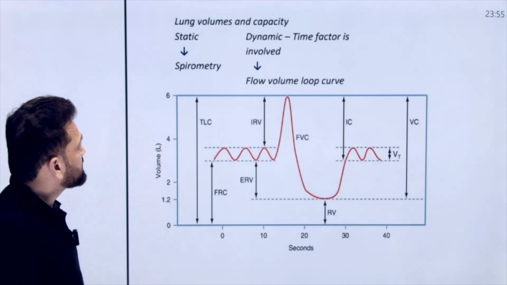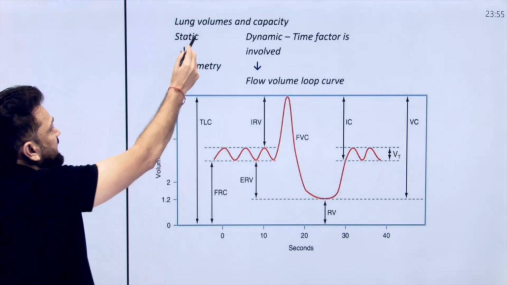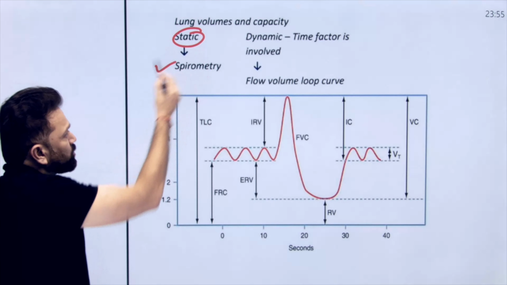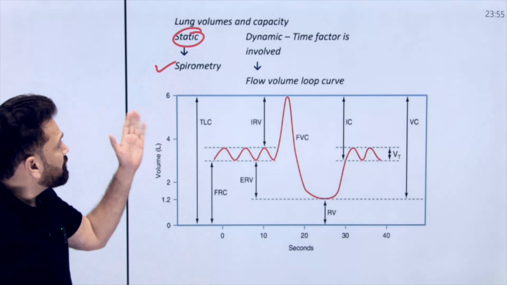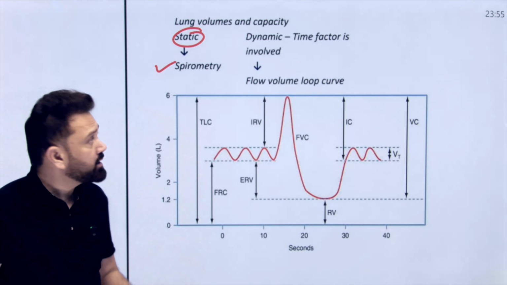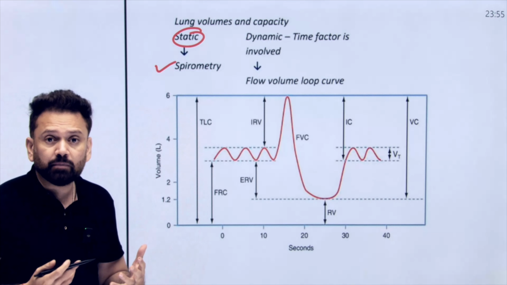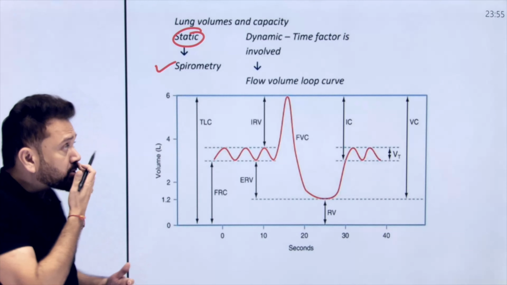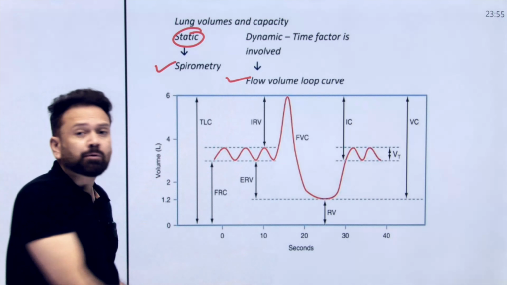Lung volumes and capacities are of two types. One is static, which is measured by spirometry. In the other, the time factor is involved, flow is involved. So that is called the flow volume loop curve.